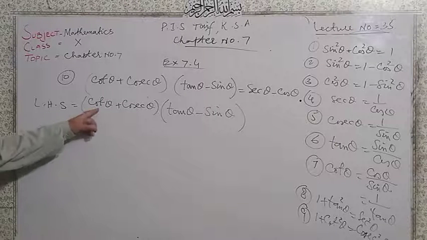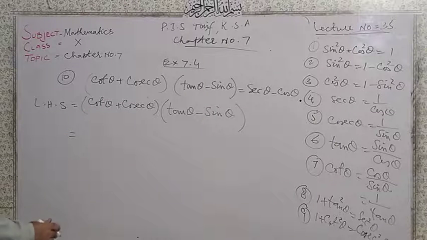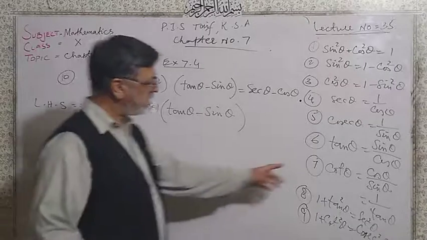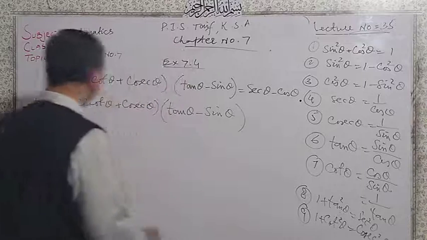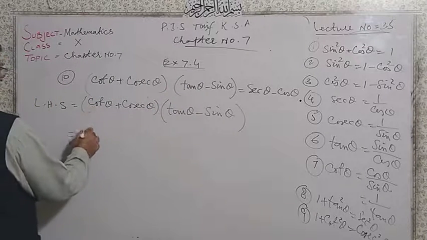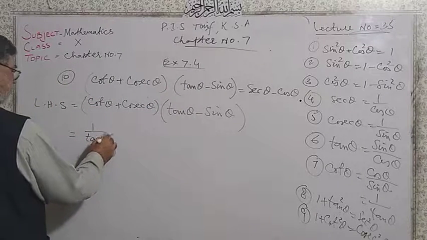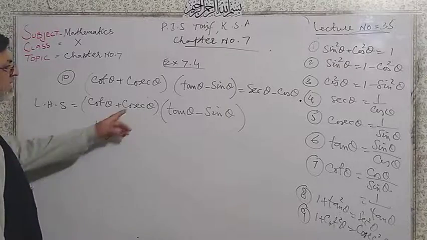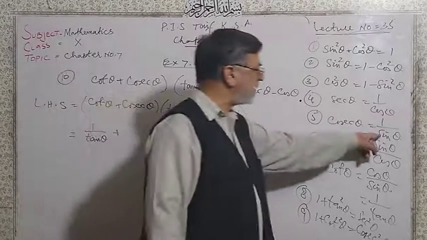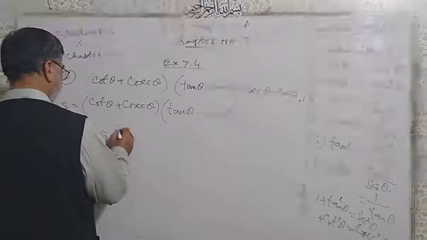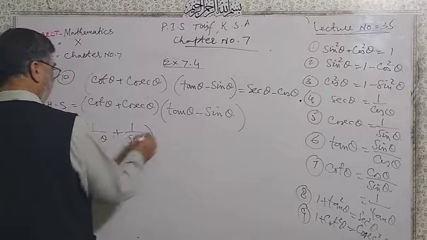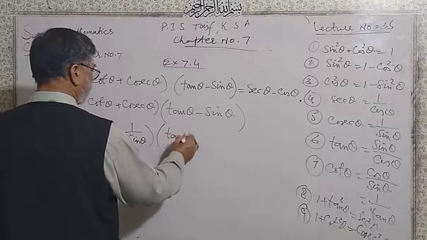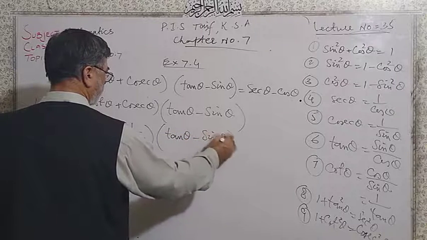You know about this cotangent theta. What is cotangent theta? I told you cotangent theta is cos over sine or 1 over tangent. So you can write down 1 over tangent theta. And what about cosecant theta? This is cosecant theta, that is equal to 1 over sine theta. Into tangent theta minus sine theta.